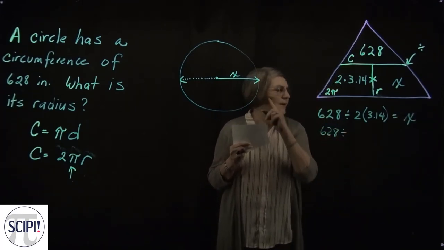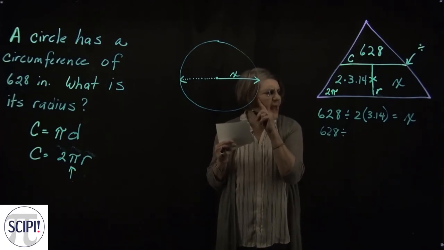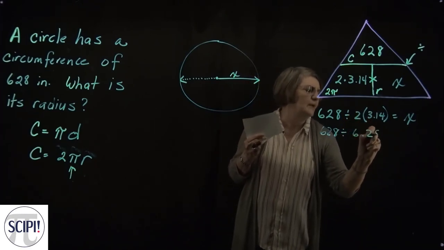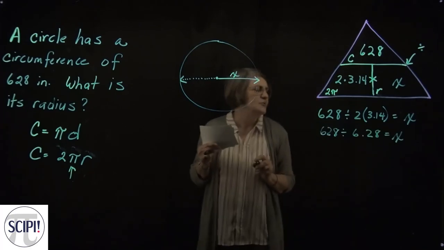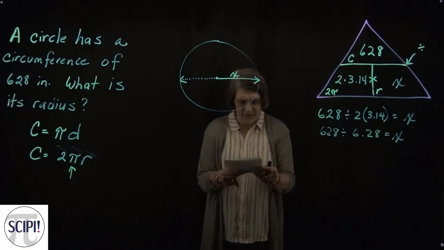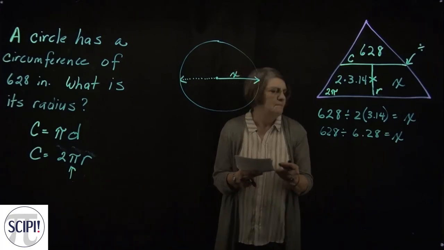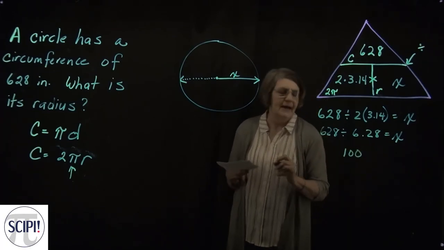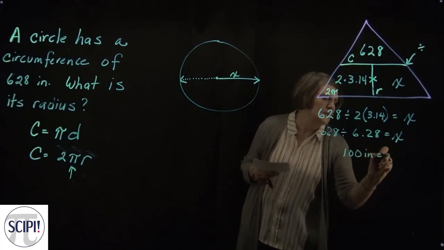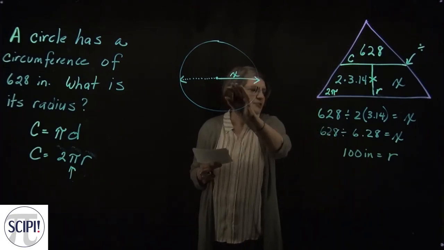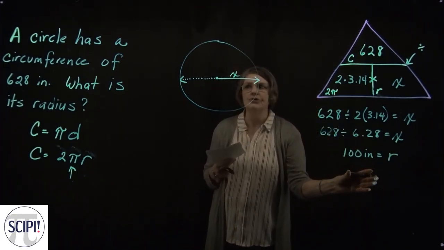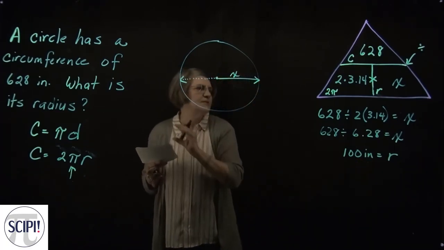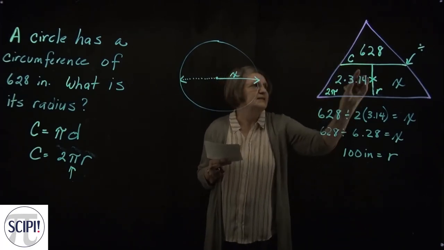So 628 divided by, get the calculators, put them away. Come on, 2 times 3, 2 times 1, 2 times 4. 6.28 equals x. Now you can get out your calculators and use them if you want. And what did you get? Somebody? 100. 100 what? Inches. So the radius is 100 inches. If I asked you what the diameter would be, what would you tell me? That's right, it'd be 2 of these, so it'd be 200 inches. All right, let's try one more where it's a little different, where we're not dividing.